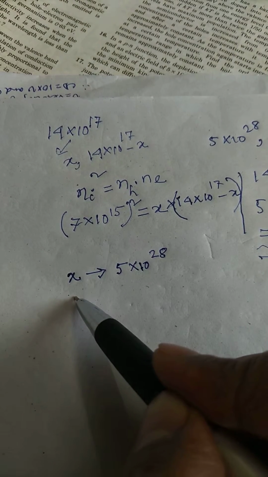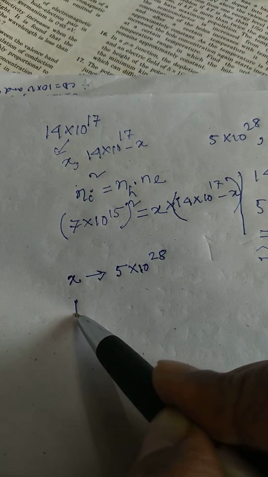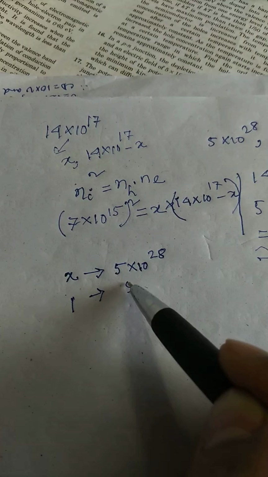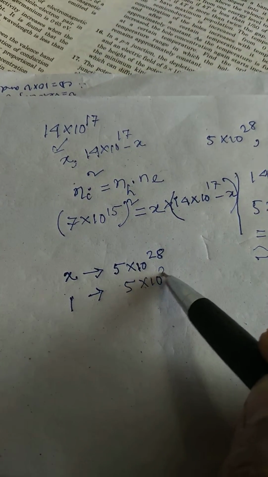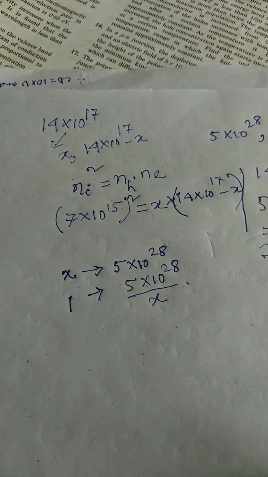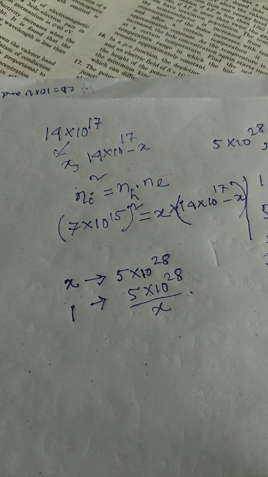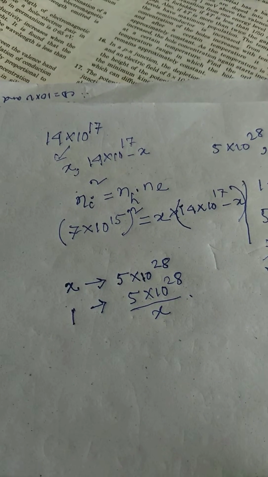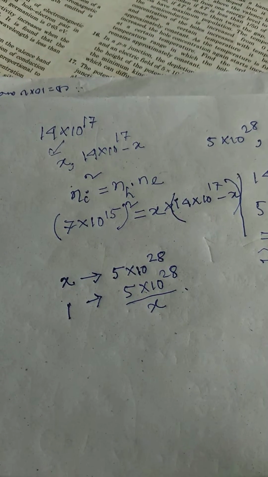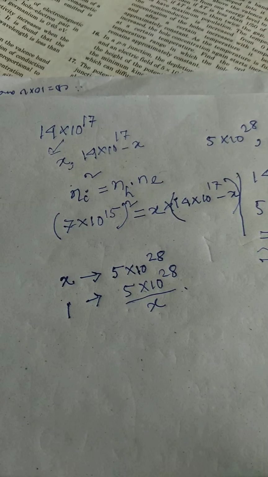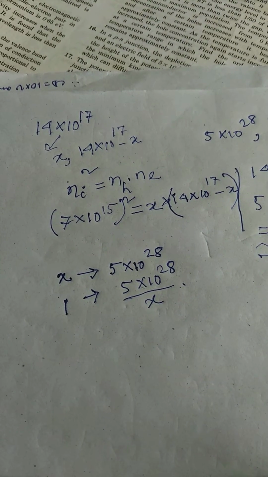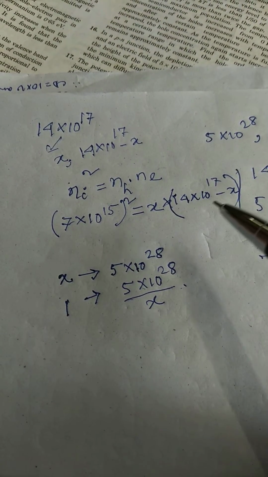So one atom should be added out of this. In Hindi, X number of boron atoms should be there in 5 into 10 to the power 28 silicon atoms. Then one boron atom should be there in 5 into 10 to the power 28 by X atoms. So from this equation we got X.